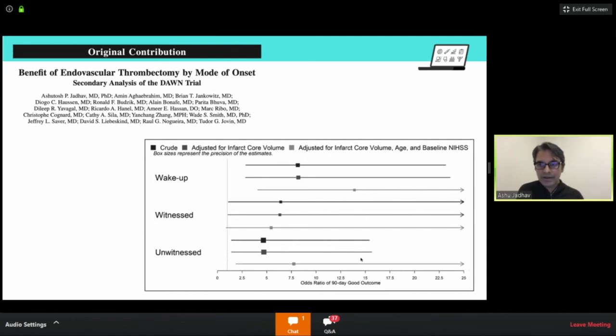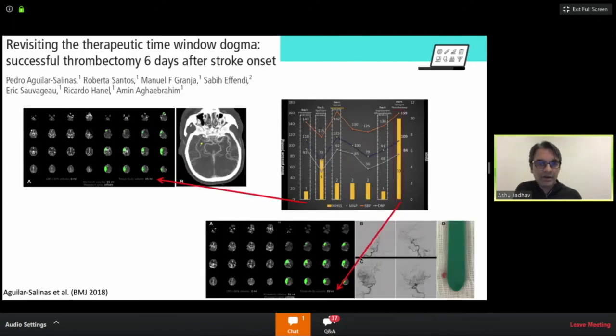So this is really a trial that shows benefit irrespective of how patients present and their onset, that as long as there's tissue at risk, you're better off getting thrombectomy than medical therapy. And of course, in this study, we really went up to 24 hours. In Diffuse 3, those investigators went up to 16 hours. But if there's mismatch, there's mismatch, and really nothing magical happens after 24 hours.